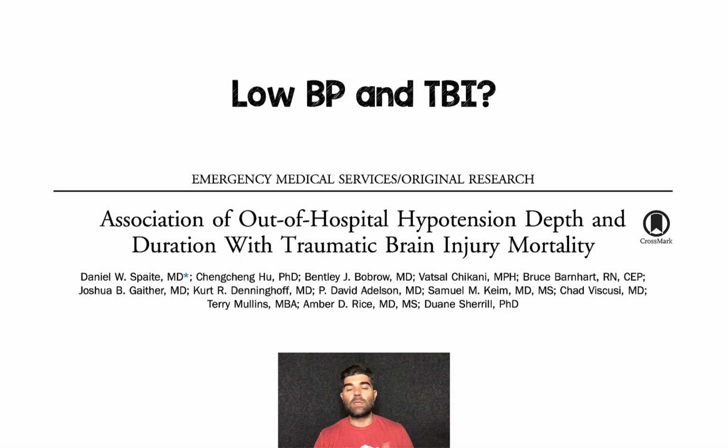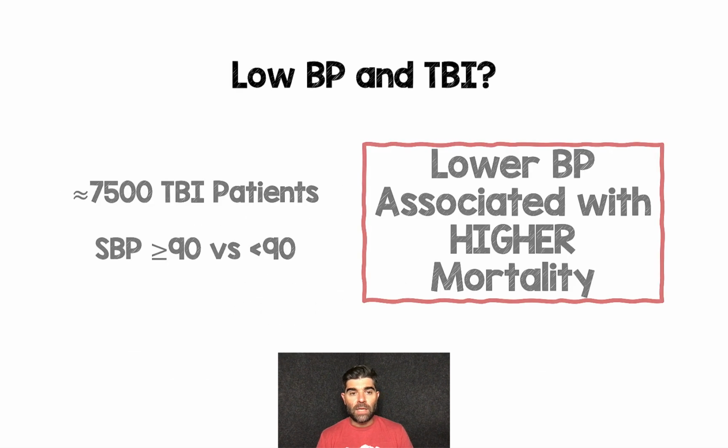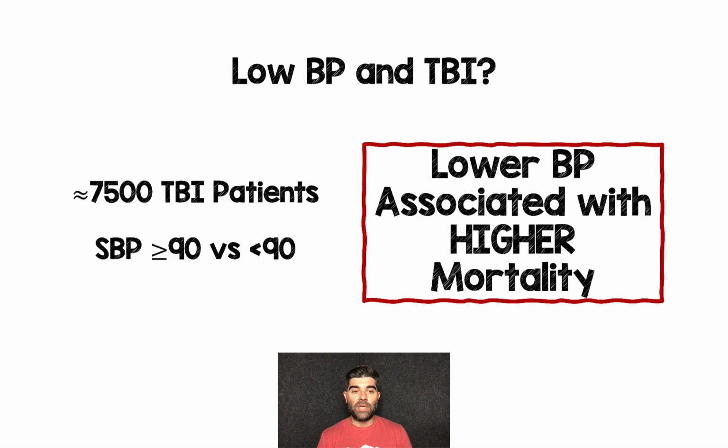Now, what about humans? Because that's what we care about. We don't care about rats. And this was a paper that is not a randomized clinical trial, but it's a really big paper. It's got over 7,000 patients, association of out-of-hospital hypotension, depth, and duration with traumatic brain injury mortality. And so this was 7,500 traumatic brain injury patients. And the groups, again, not randomized, but the cohorts that they put them into were systolic blood pressure greater than or equal to 90 versus what if their systolic blood pressure was less than 90. And what they found is that a lower blood pressure is associated with a higher mortality.